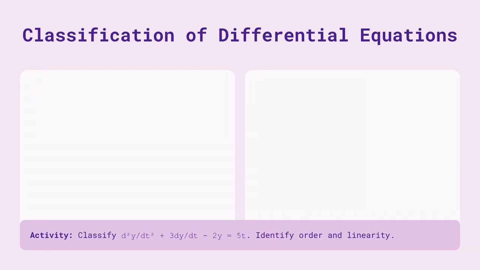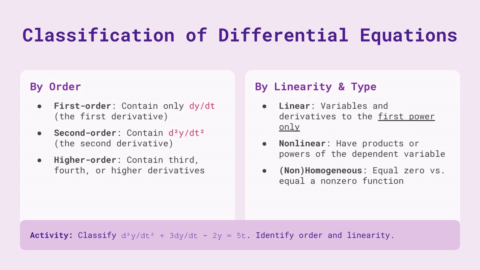Differential equations are classified by order and by linearity and type. Order refers to the highest derivative, like first order or second order. Linearity depends on whether variables and derivatives are raised only to the first power. These classifications help determine the solution methods.